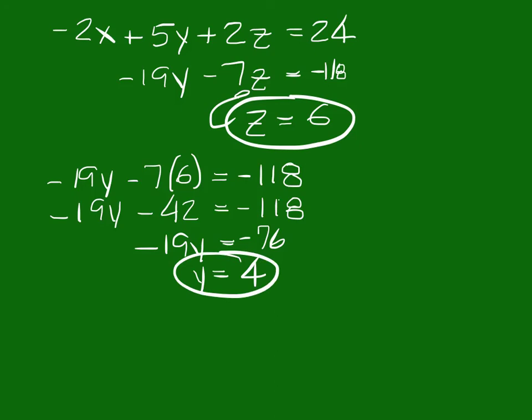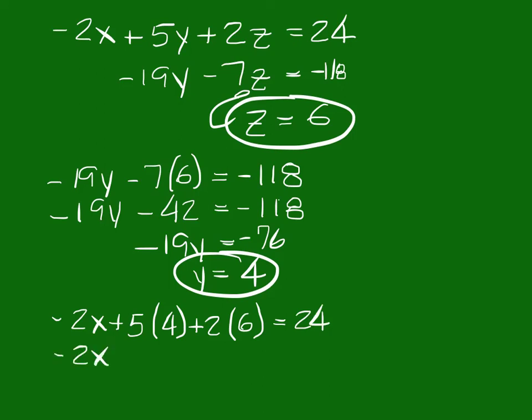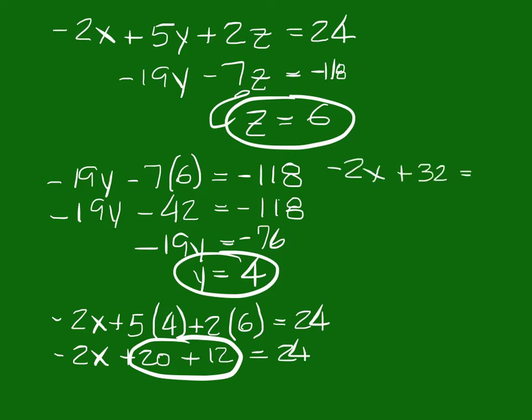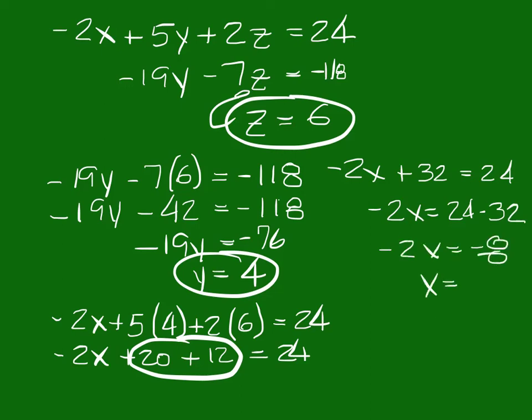So then you're going to go back into this equation, negative 2x plus 5 times y, which is 4, plus 2 times z, which is 6, and then solve for x. Negative 2x plus 20 plus 12 equals 24. So if you add these together, you'll get a 32. Negative 2x plus 32 equals 24. And a negative 2x equals 24 minus 32. And that should be a negative 8. Divide negative 8 by negative 2 to get 4. So it should be 4, 4, and 6.